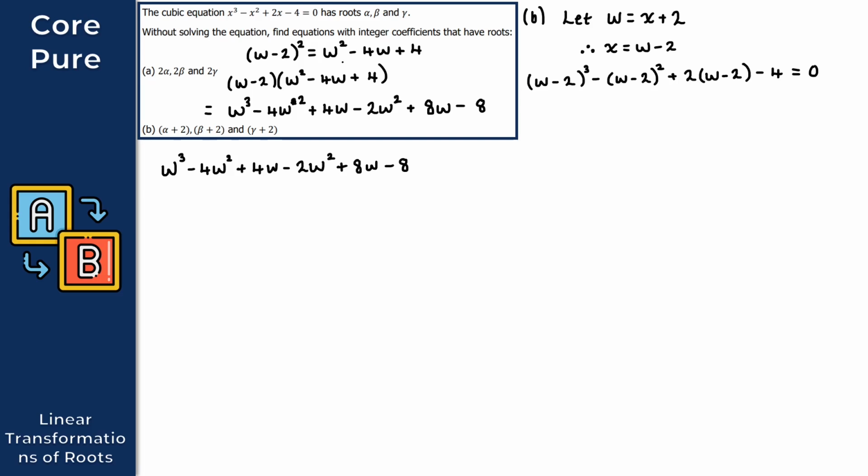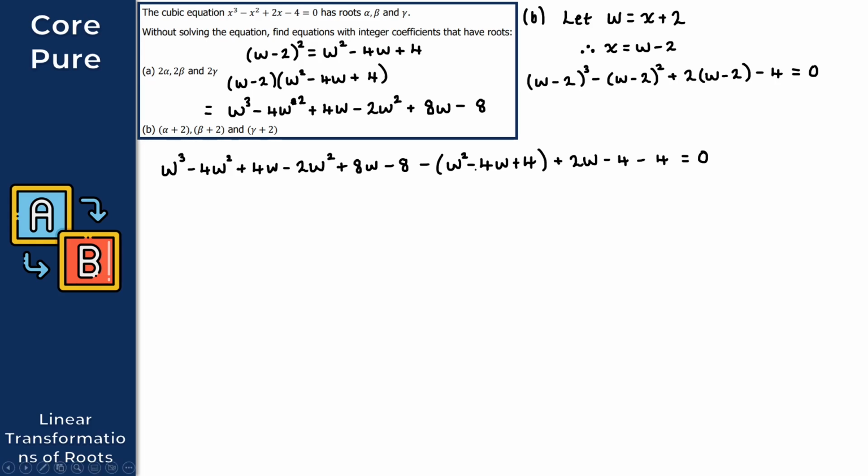This part we've already expanded. We did that here. I then get minus, and I'll put all of this in a bracket just to make it clear, w squared minus 4w plus 4. We then have two lots of w minus 2. So that's going to be 2w and minus 4. And don't forget the minus 4 here at the very end. And this is all equal to 0 then.